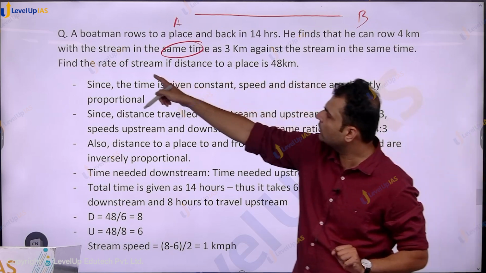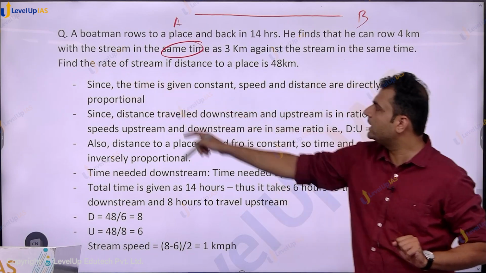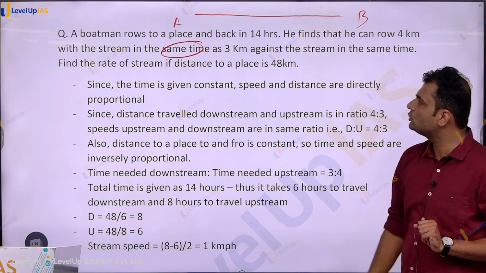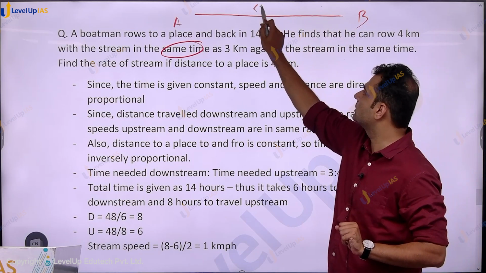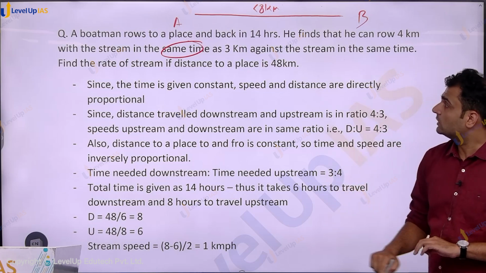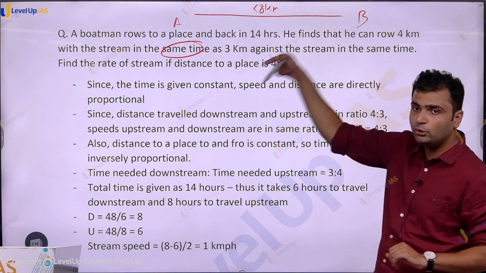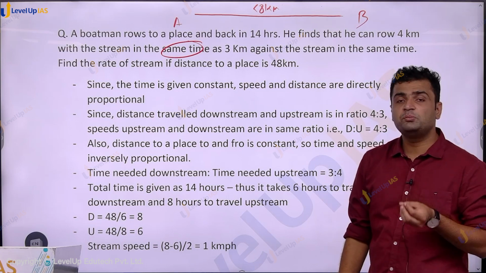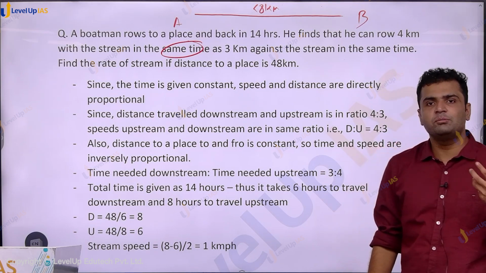Fine. Now the question is to find the rate of stream, which is the speed of stream, if the distance to the place is 48 kilometers. So this is also given, that distance is 48 kilometers, which is constant. Now from A to B and B to A, in this case distance is constant. When the distance is constant, speed and time are inversely proportional.